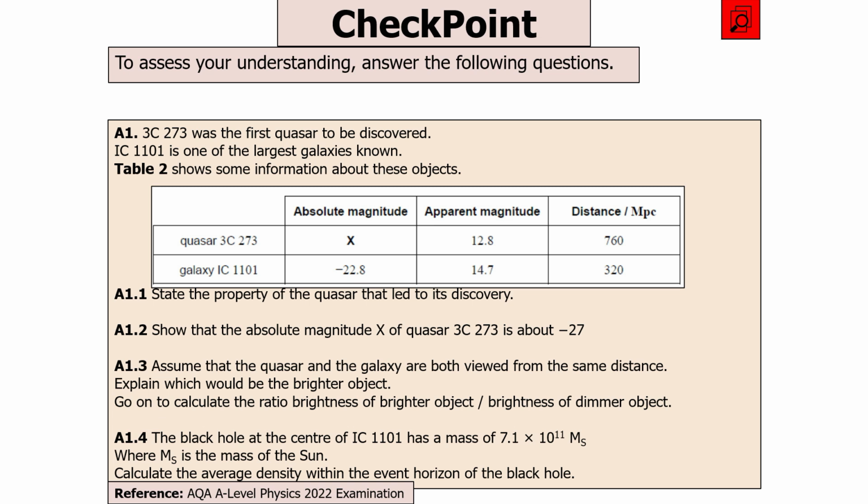Explain which will be the brighter object and calculate the ratio of the brightness of the brighter object to the brightness of the dimmer object. And then the black hole at the center of IC1101 has a mass of 7.1 times 10 to the 11 solar masses. Calculate the average density within the event horizon of the black hole. So pause the video now, then unpause the video when you want to go through your answer.